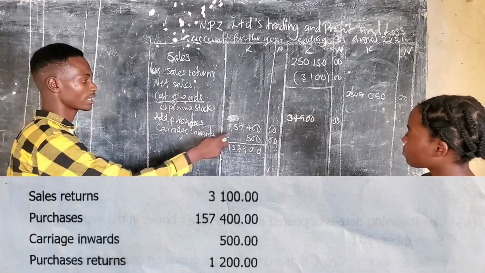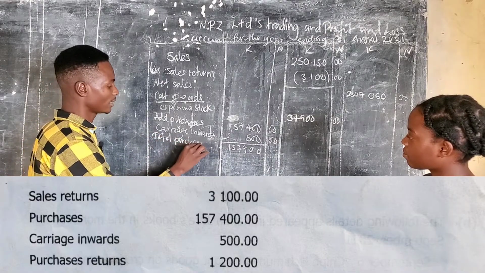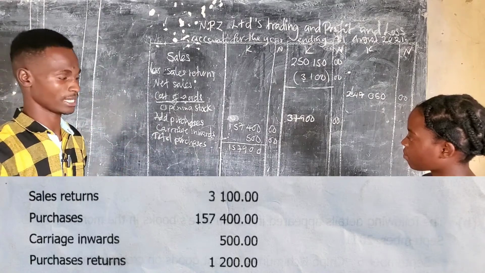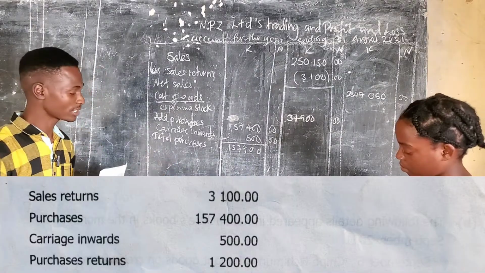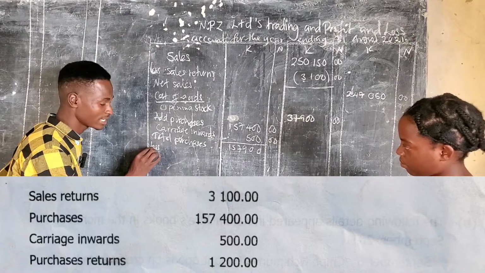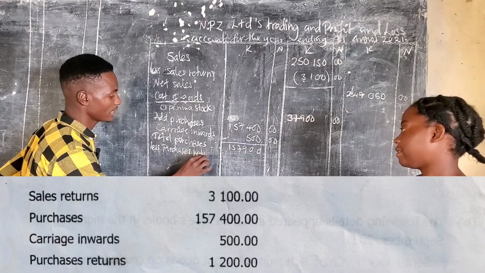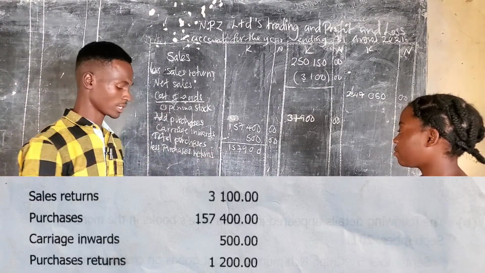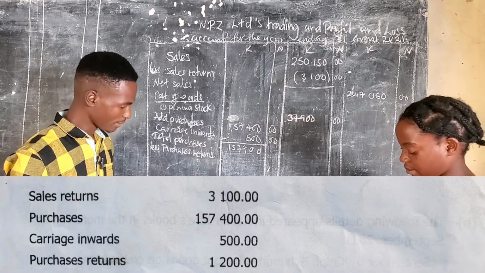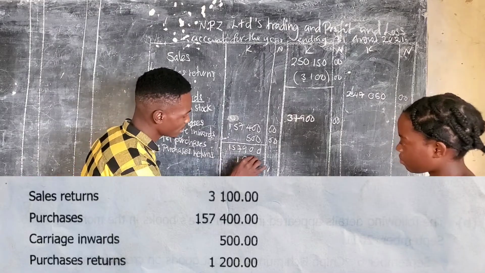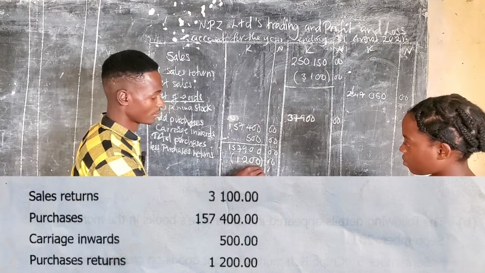So it is fine. What do you call this figure after adding? Total purchases. It's called total purchases. So to the total purchases here, we are going to subtract the purchases return. Since we are subtracting, we're going to write less purchases returns. Very good. We check how much purchases were returned. Yes, 1,200. We're subtracting, so put this one in brackets like this.